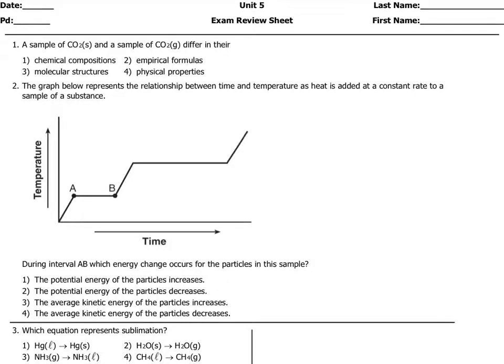All right, so this is our Unit 5 Physical Behavior of Matter review sheet. Number 1, a sample of solid carbon dioxide and gaseous carbon dioxide would differ in their physical properties. They would have the same molecular structure, so it would not be choice 3. And then 1 and 2, I think, are more sort of like nonsense. But they would have different physical properties because the solid would be vibrating in a regular geometric pattern and the gas would be moving in random directions.